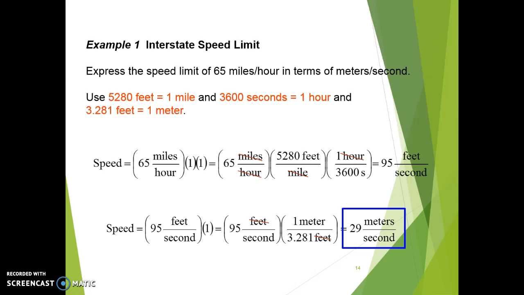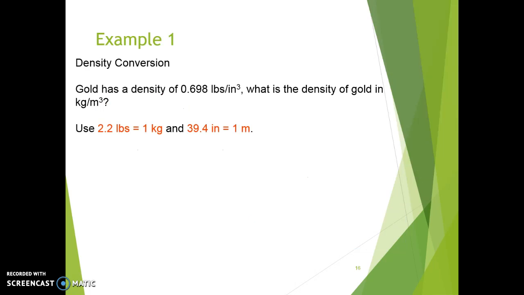So that's unit conversions. Here's another slightly trickier one that maybe you can try if you want to. Gold has a density of 0.698 pounds per cubic inch, and I want you to determine its density in kilograms per cubic meter, the SI units. I'll tell you 2.2 pounds is equal to 1 kilogram on Earth with Earth gravity, and 39.4 inches is equal to 1 meter. So pause the video and try it out.